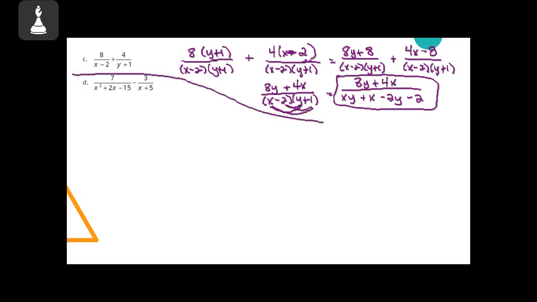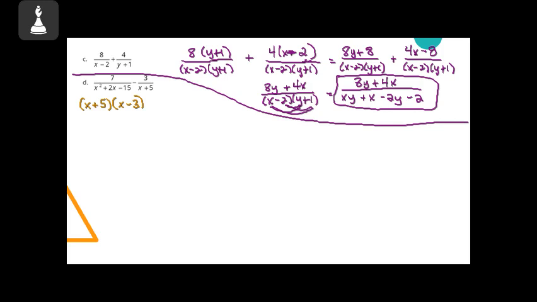Last problem, we have 7 over x squared plus 2x minus 15 minus the fraction 3 over x plus 5. So let's see if we can factor this one here. We want to multiply to negative 15 and add to 2. That's going to be 5 and negative 3 because 5 minus 3 is 2, and 5 times negative 3 is negative 15. So we have 7 over x plus 5, x minus 3.